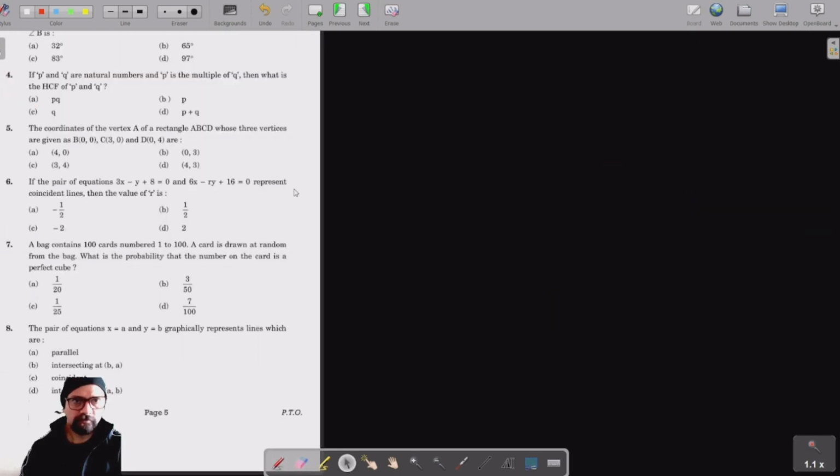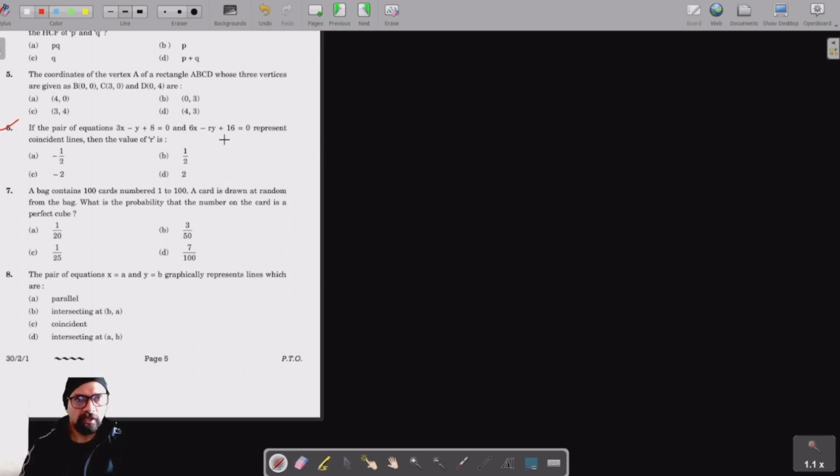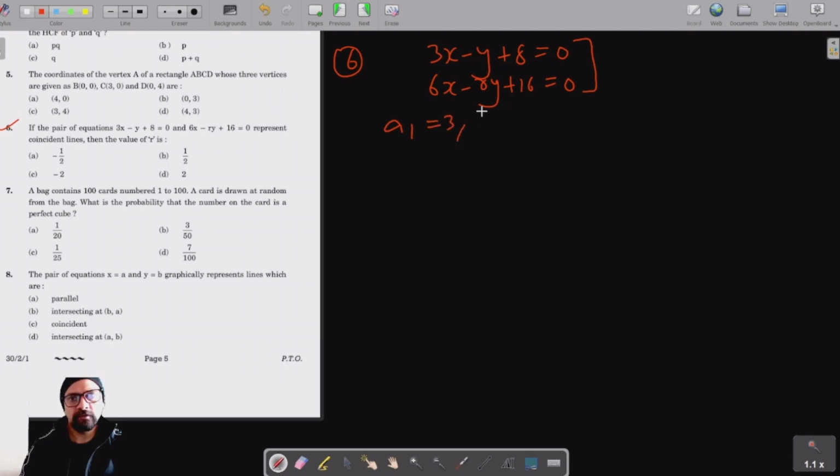For question number 6, it's given that the pair of equations, and we have to find the value of r for which these pair of equations represent coincident lines. So our pair of equations are 3x minus y plus 8 is equal to 0, 6x minus ry plus 16 is equal to 0. And now here a1 is 3, b1 is equal to negative 1, c1 is equal to 8. Similarly, a2 is equal to 6, b2 is equal to negative r, and c2 is equal to 16.